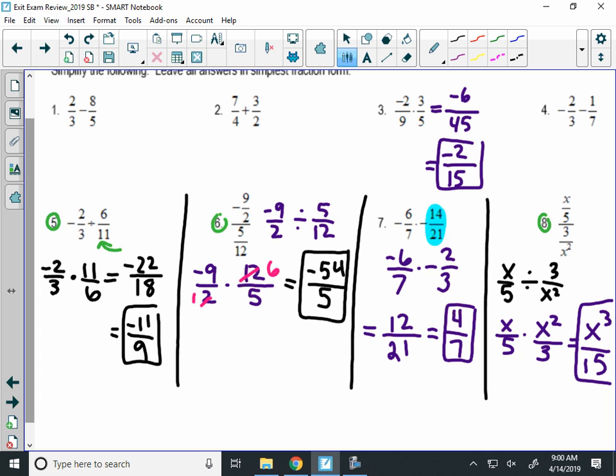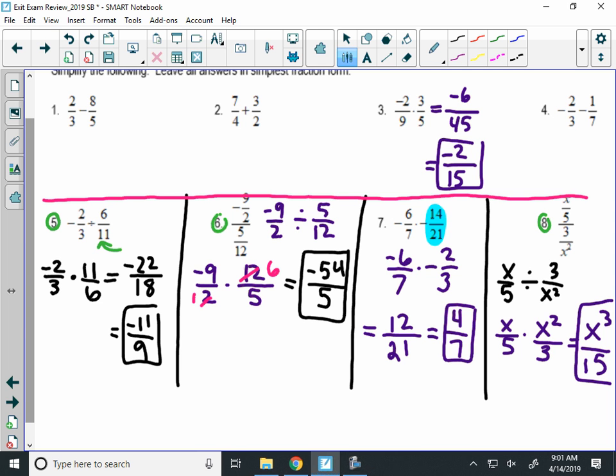When I look at number 1, at 2/3 minus 8/5, they don't have a common denominator, so I need to create one. Usually, what is easiest here, with 3 and 5, is to find the smallest number that 3 and 5 both go into. They both go into 15.